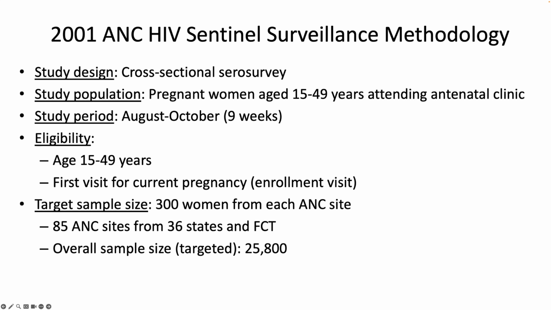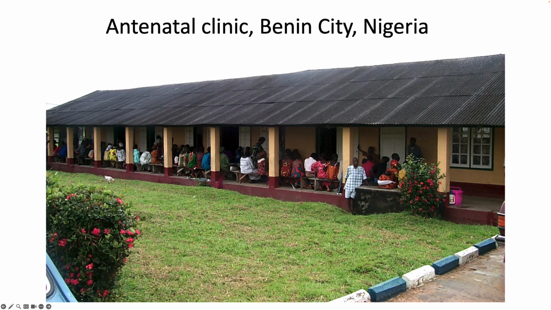and for this survey, there were 85 sites around the country that were selected. On average, there were about 2 from each of the 36 states in Nigeria and the Federal Capital Territory. So that meant an overall targeted sample size of about 25,800 people.